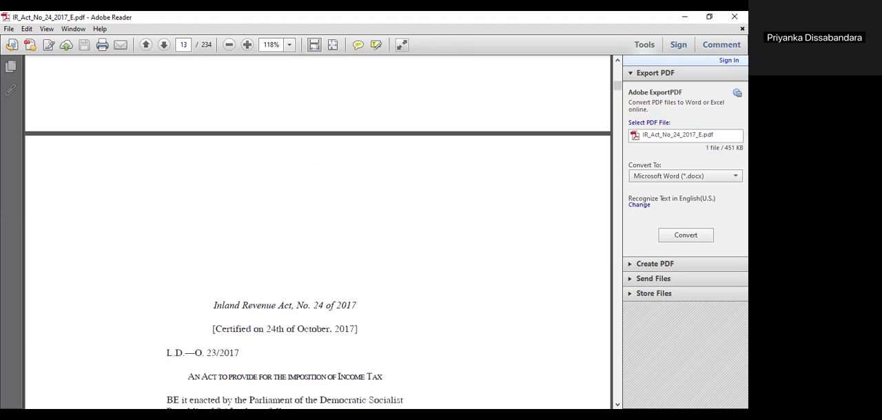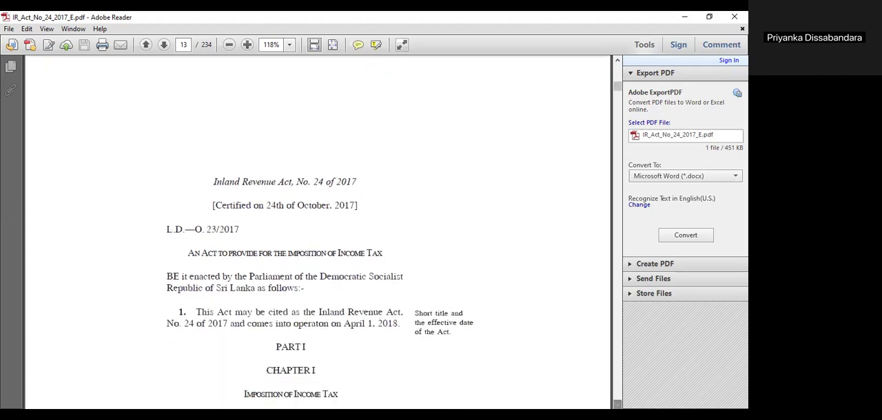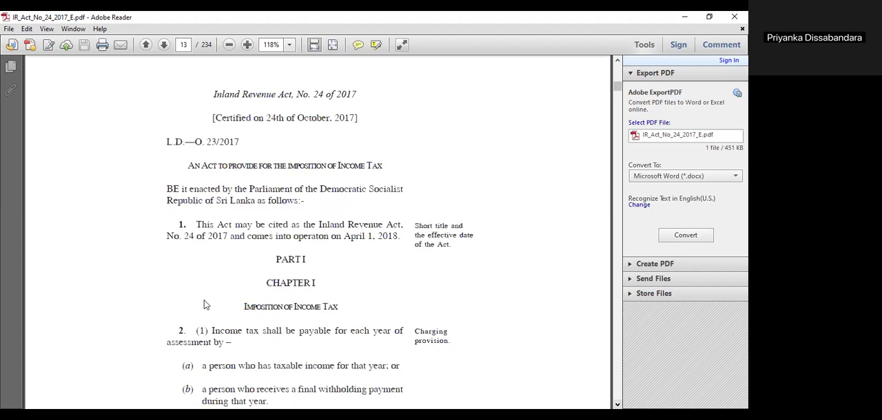Now we are in section 1. So this is the legal draftsman's number. We call this the preamble, the purpose of the act. Then the name of the act, we call it the short title. This is the marginal note. We call it marginal note because it is in the margin. In this marginal note, it explains the content of this section.